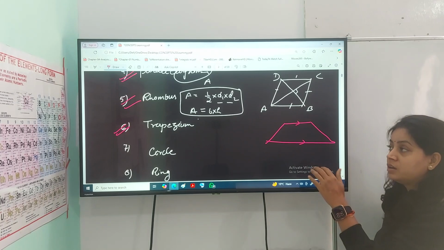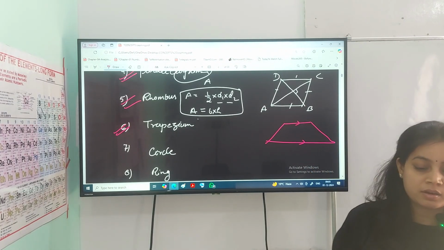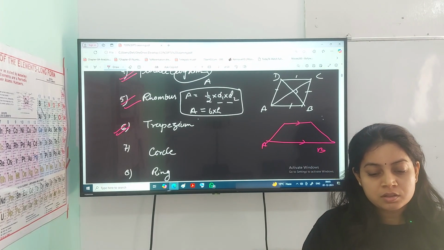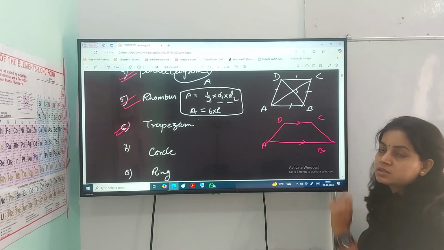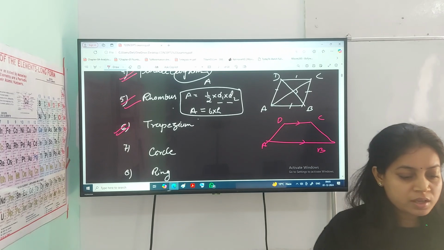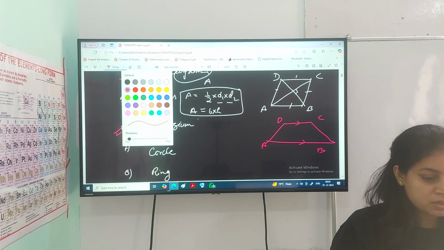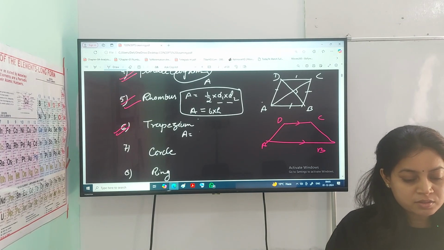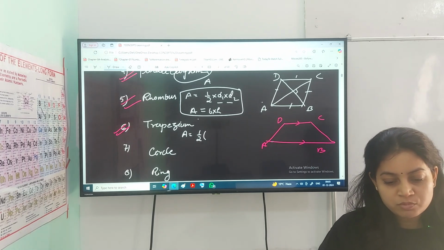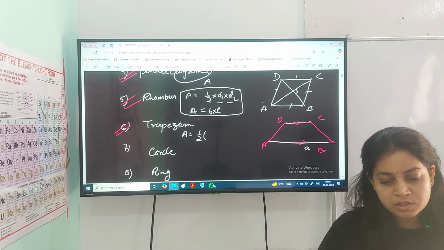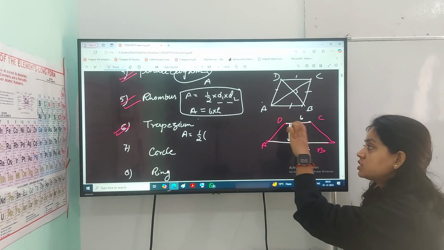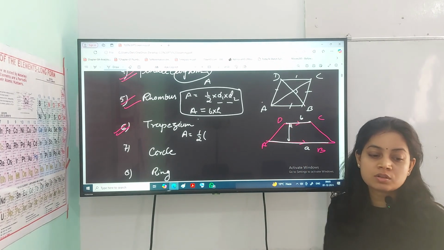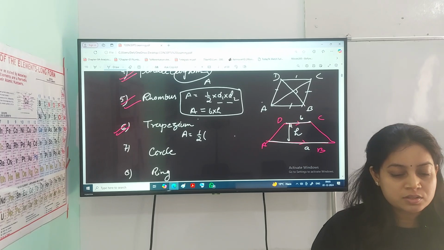opposite sides is parallel and one pair is non-parallel. So in this I can say this AB is parallel to DC, but this side is a non-parallel side. So what is the area of the trapezium? It is very simple. Area of trapezium is 1 by 2 into, if I am taking this side as A and this side as B, and the height, height means the distance between two parallel sides is known as the height. So height is this.